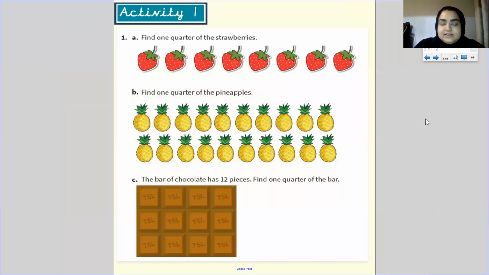So in activity 1, you've got pictorial representations, and it says number 1 is find 1/4 of the strawberries. So you have a number of strawberries here and you need to find 1/4 of them. Then it says find 1/4 of the pineapples. So you work out how many pineapples you have and then work out what the quarter is, and same with the chocolate.